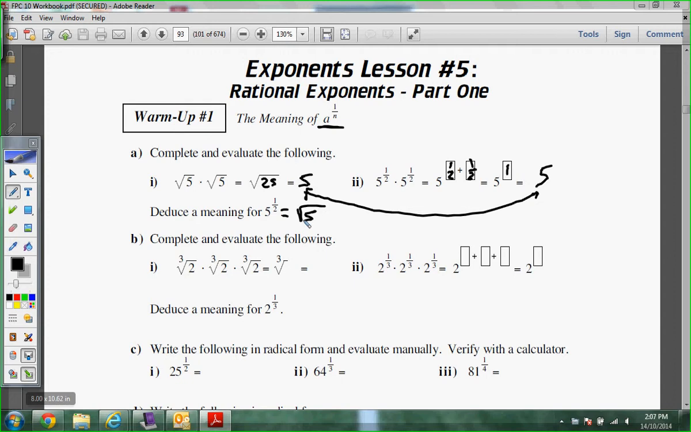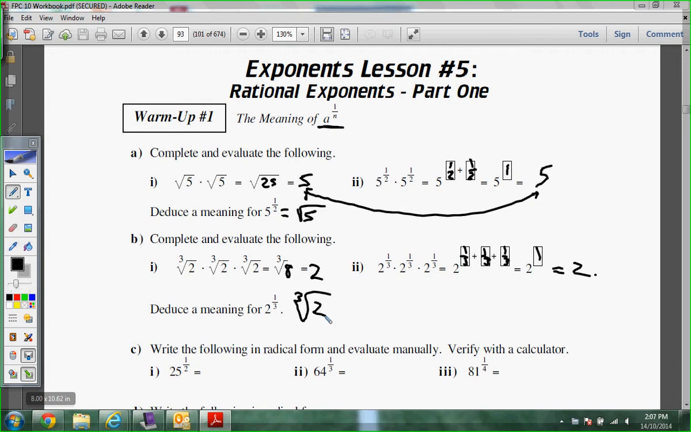Okay, so here we go again. So cube root 2 times cube root 2 times cube root 2 would be cube root 8, which is 2. 2 to the 1/3 times 2 to the 1/3 times 2 to the 1/3 would be 1/3 added 3 times, which would be 1, which we'd get 2 again. So then deduce the meaning of 2 to the 1/3. 2 to the 1/3 is cube root 2.